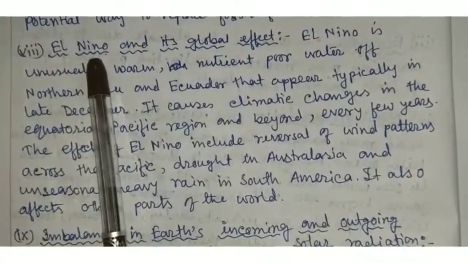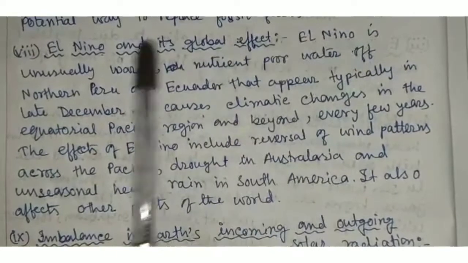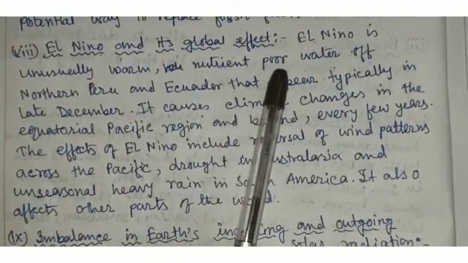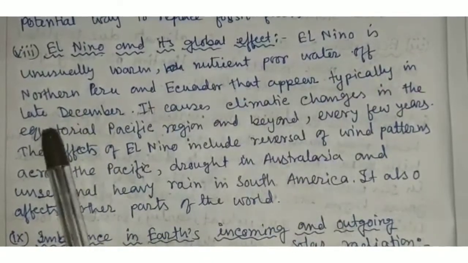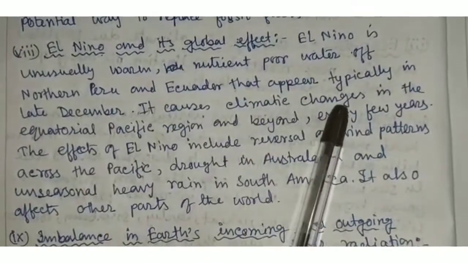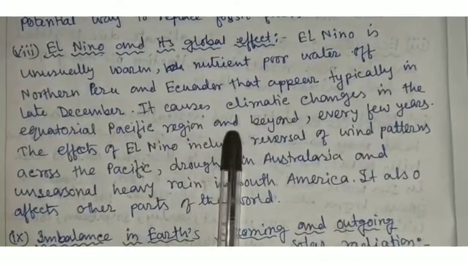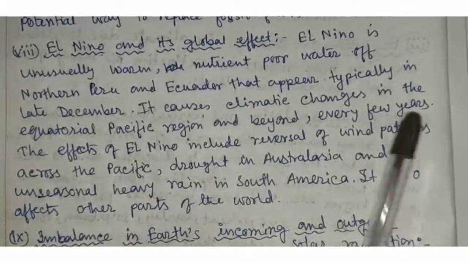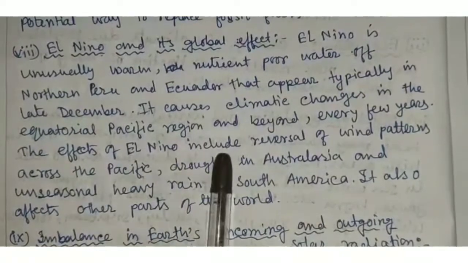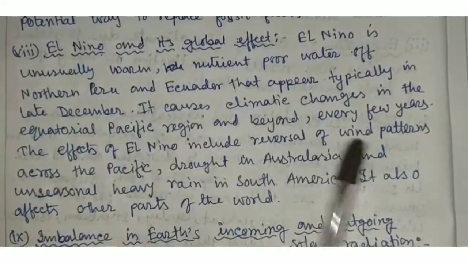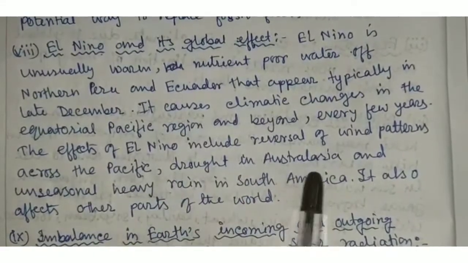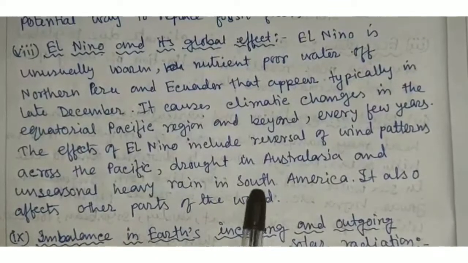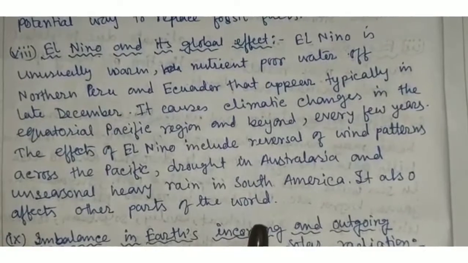Number 8, El Nino and its global effects. El Nino is unusually warm, nutrient-poor water off northern Peru and Ecuador that appears typically in late December. It causes climate changes in the equatorial Pacific region and beyond. Every few years, the effects of El Nino include reversal of wind patterns across the Pacific, drought in Australia and unseasonal heavy rain in South America. It also affects other parts of the world.